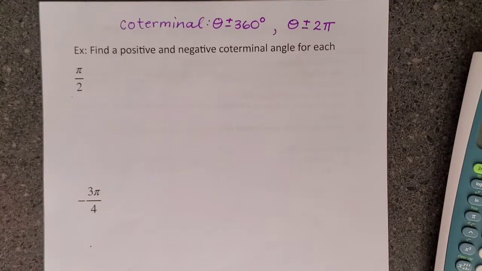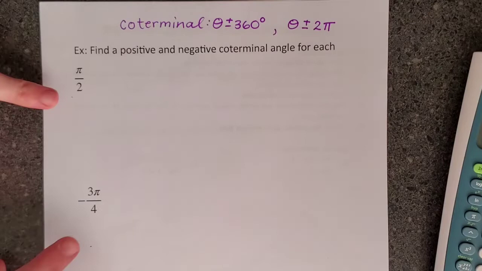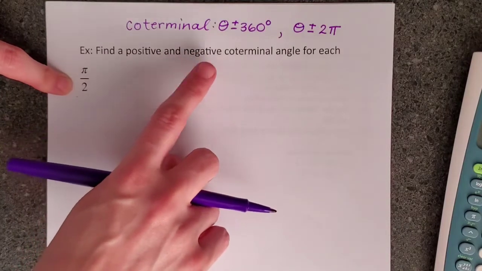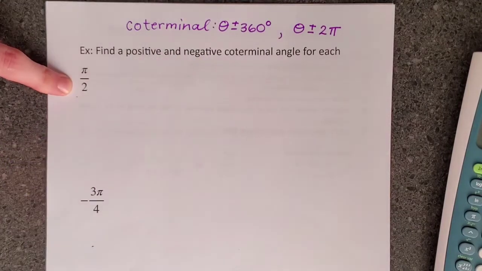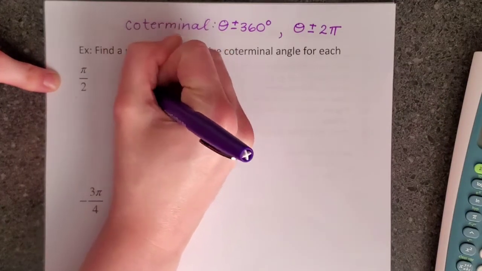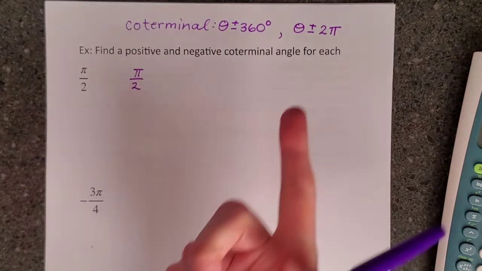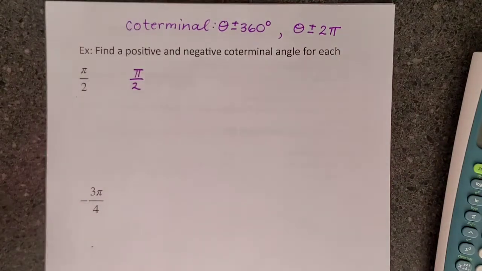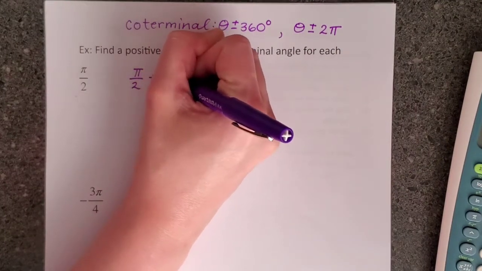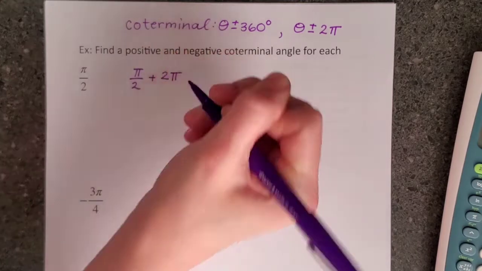All right, so that's going to involve some fractions here. I'm finding a positive and a negative coterminal angle for each. Pi over 2, that's a positive number, so I will probably have to subtract to get negative and add to get positive. So I'm going to go pi over 2, and I'm going to need to add and subtract 2 pi. So let's get a positive. Let's go plus 2 pi.